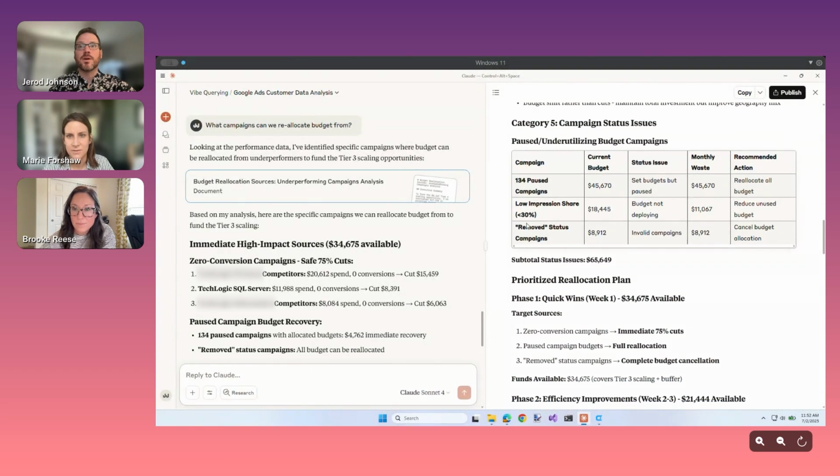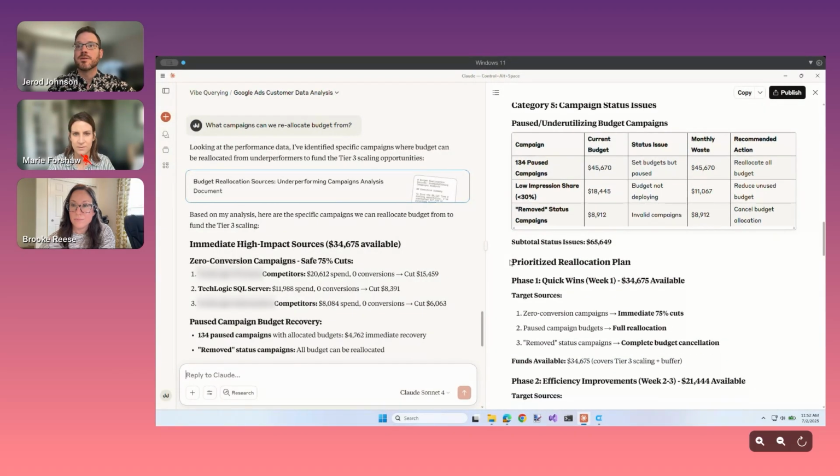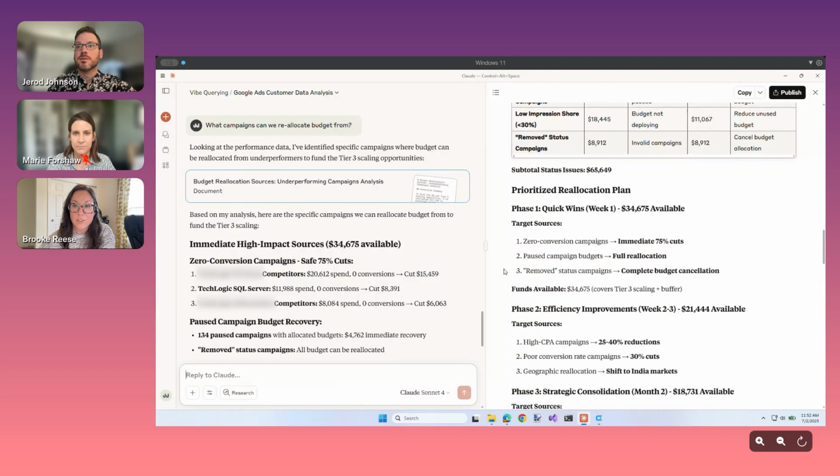Yeah. Well, there you go. You've got removed status campaigns. So there's an immediate budget. Yep. It's cool that it identified those. For sure.